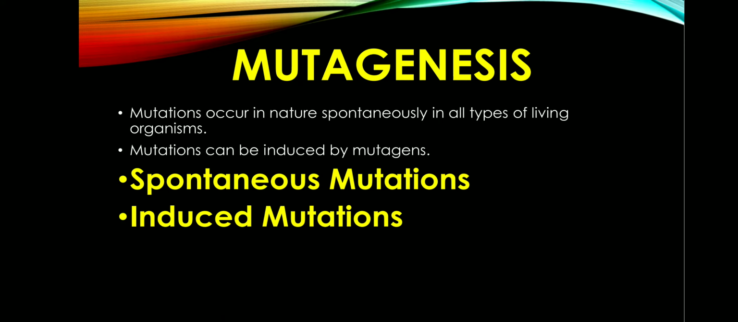Mutagenesis is another technique where strain improvement can be done. Mutations usually occur spontaneously in all the different types of living organisms. Mutations can also be induced artificially by using certain mutagenic agents. Spontaneous and induced mutants arise as a result of structural changes in the genome. So there are different types of mutation.